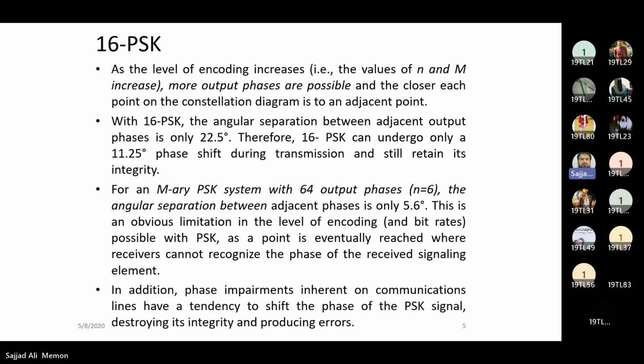So with PSK, we cannot go infinitely to a large modulation order. At a point when the angular separation between the neighboring symbols is too small, receivers will not be able to understand. So at that point, we cannot achieve any higher PSK modulation. The order of the PSK modulation is limited. After a certain value, we cannot go with PSK modulation.